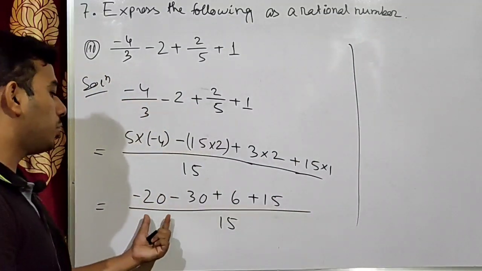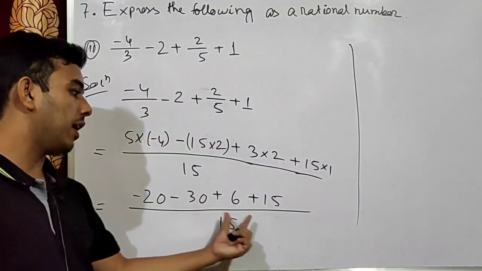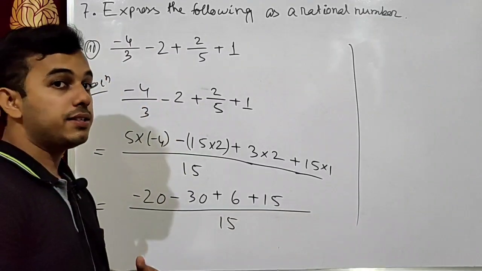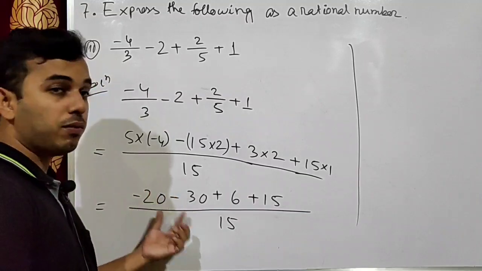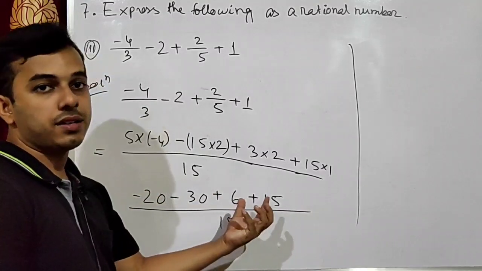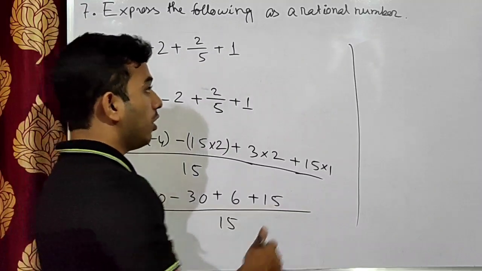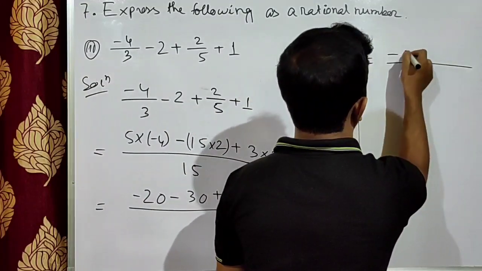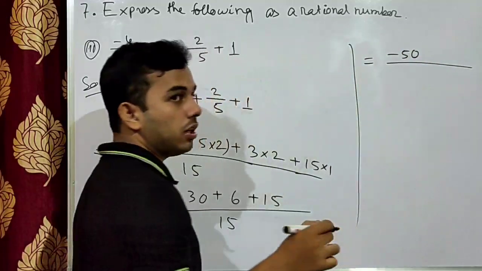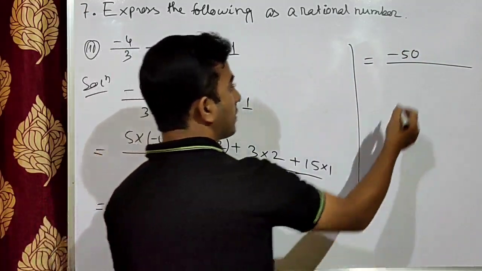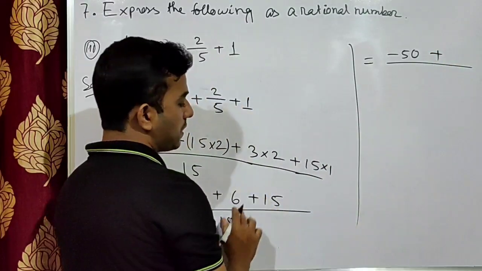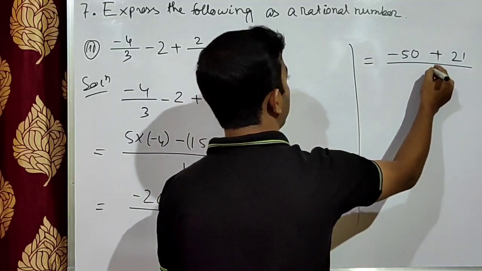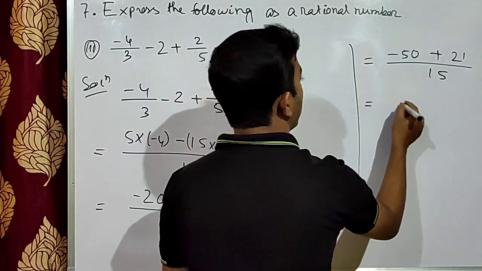Look, there are two numbers, both of them negative, and there are also two other numbers which are positive. Now we will find the sum. In the first case we will find the sum of both negative numbers, then we will find the sum of positive numbers. So now minus 20 minus 30 is how much? Minus plus, it will be minus 50. Now then plus sign. Now 6 plus 15 is how much? 6 plus 15, it is 21. 21 divided by 15. Now we have to look.